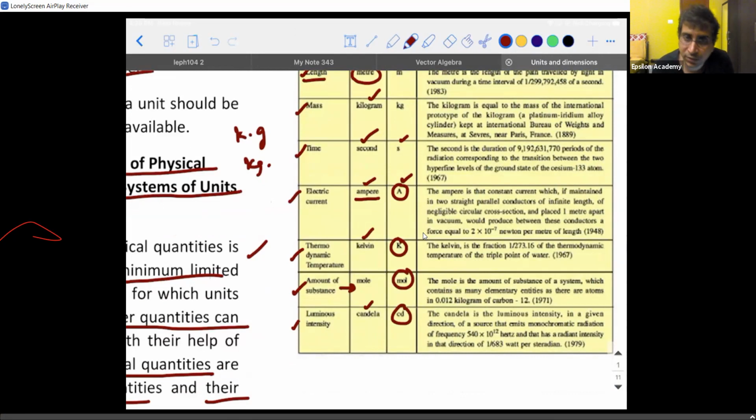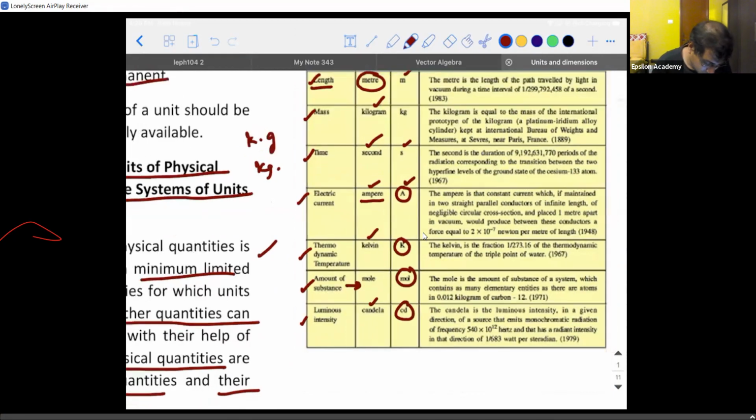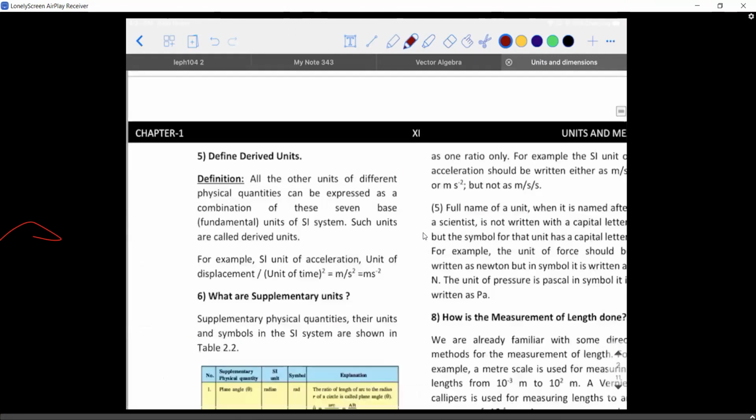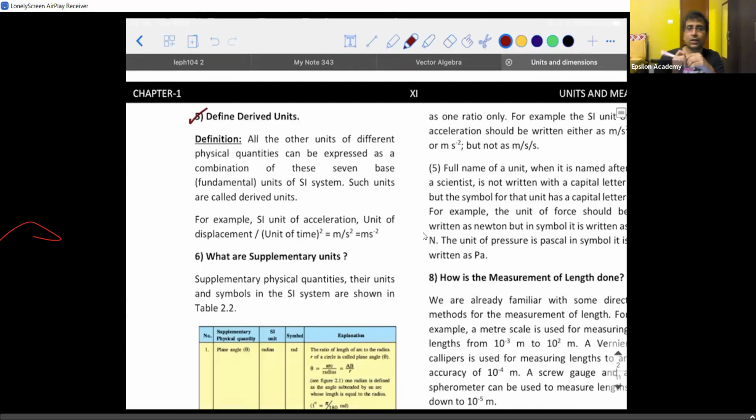Guys, are you able to understand this? We are going to take the help of these 7 fundamental quantities and learn the further things. So this is all about the SI units. Am I clear up to this point? Yes, sir. That's good. So, define derived units. All other units of different physical quantities that can be expressed as a combination of these 7 base quantities of the SI system are what we call derived units.